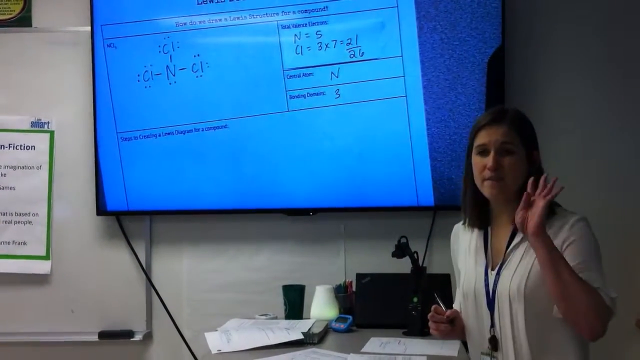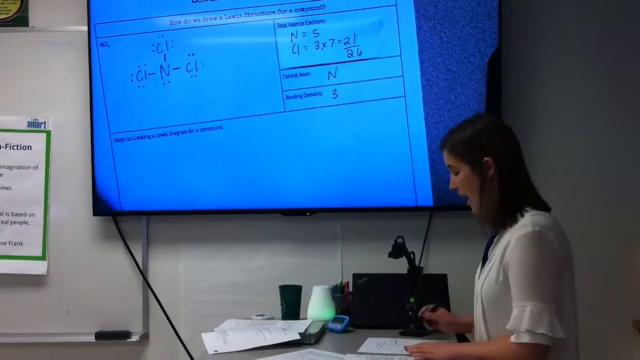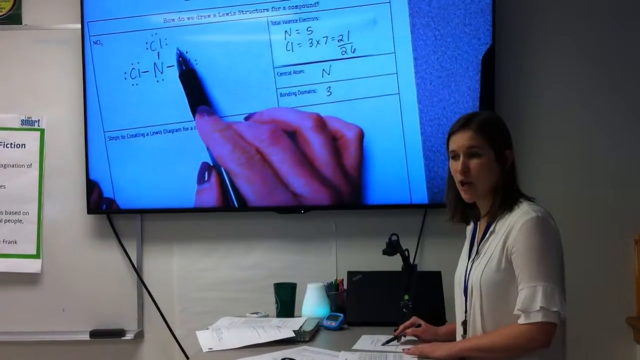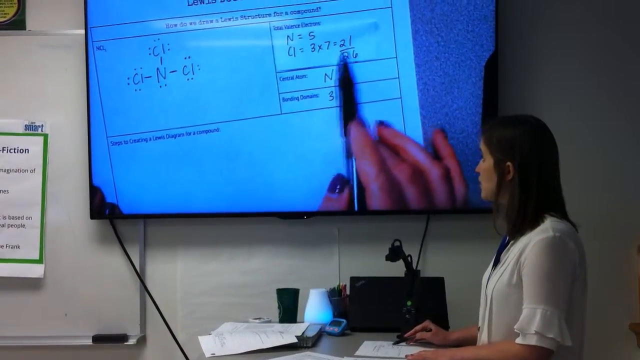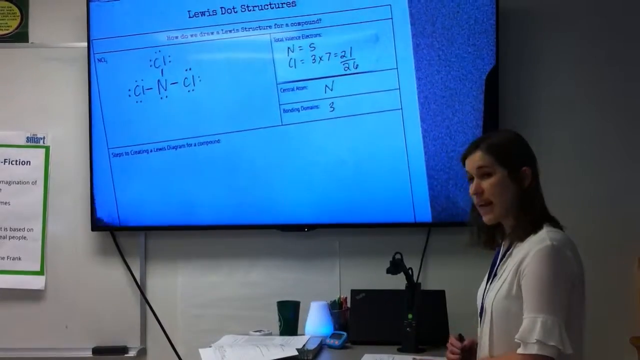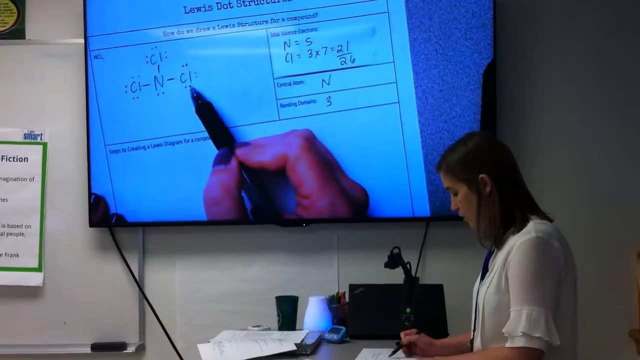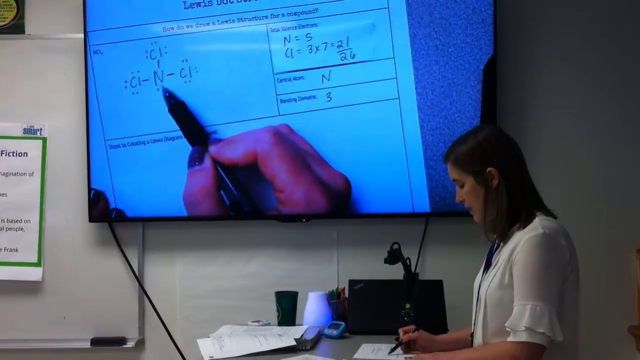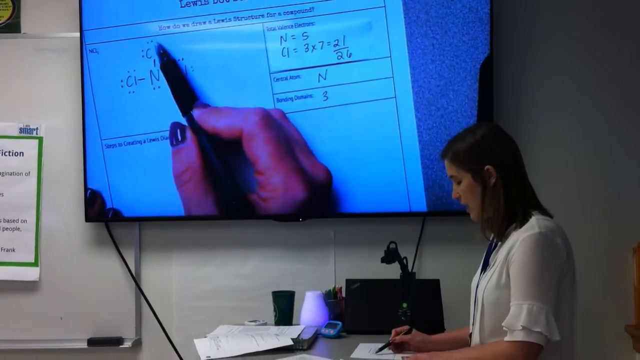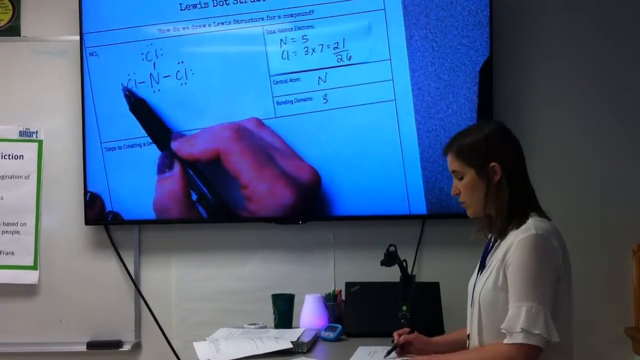Now my fourth and final step is to go back and count the number of valence electrons that I've drawn to make sure that it matches my first step. So let's count them. We have 2, 4, 6, 8, 10, 12, 14, 16, 18, 20, 22, 24, 26.